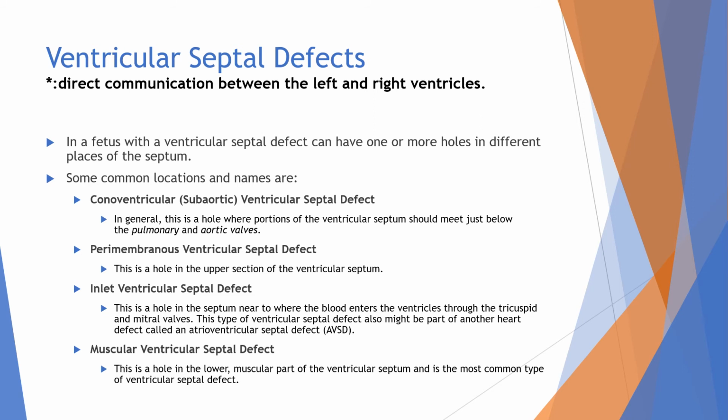This type of ventricular septal defect also might be part of another defect called atrioventricular septal defects, and we'll talk about that in a little bit. Lastly is muscular ventricular septal defects, and this is a hole in the lower muscular part of the ventricular septum, and it's the most common type of ventricular septal defect.